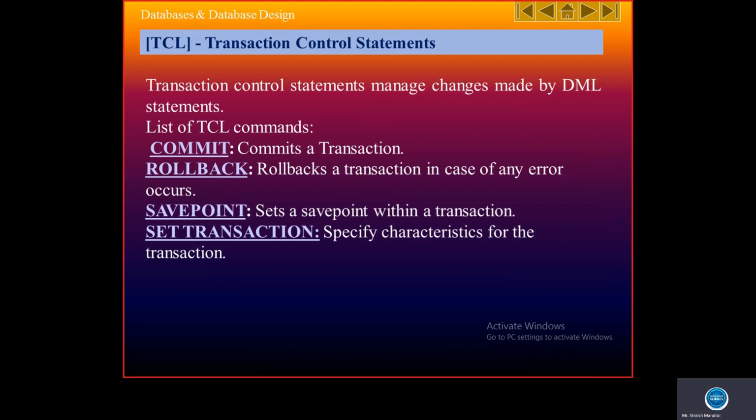Third category is transaction control statements. Transaction control statements manage changes made by DML statements. It is used to manage the changes which are done by DML statements, like the commit command. Commit just commits the transaction, whatever you have done. Finally it saves all the statements with the result.